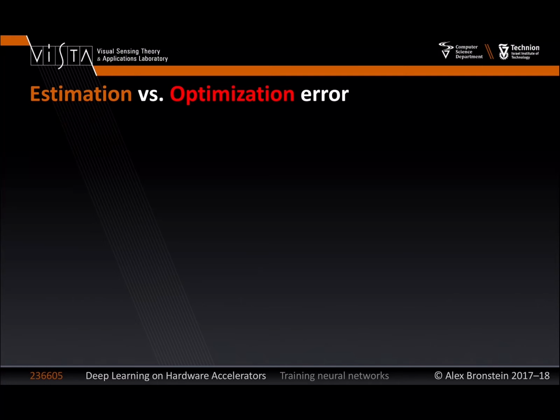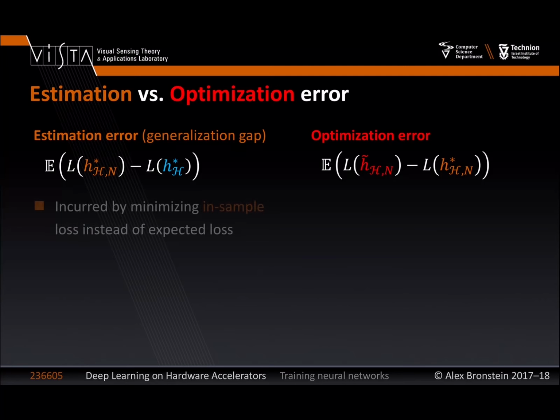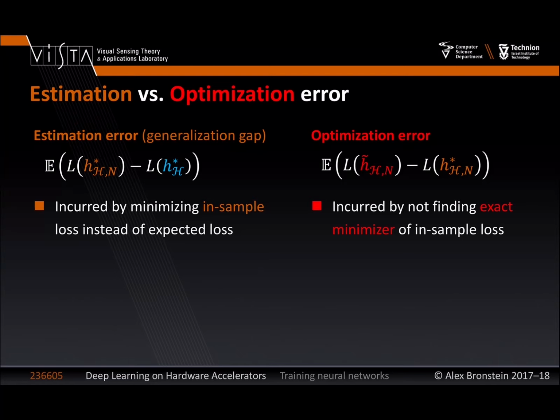Okay, and I would like to address exactly this point. So if we go to the trade-off between the estimation and optimization problem, again, the estimation error is our generalization gap. This is the error we incur by going to an in-sample approximation of the expected loss. On the other hand, the optimization error is the error we incur by not finding the exact minimizer of the in-sample loss.